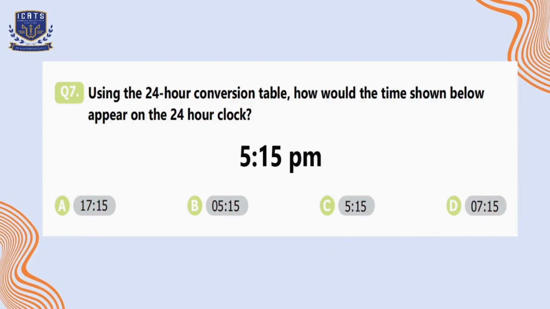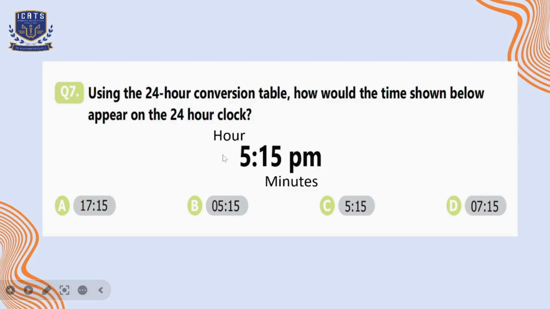Question number 7. Using the 24-hour conversion table, how would the time shown below appear on the 24-hour clock? 5:15 p.m. So this time is given in 12-hour clock time. Here we know that the first part of the time is representing hours and the second part is representing minutes. When we convert 12-hour clock time into 24-hour clock time, the first thing we do, we remove AM or PM.